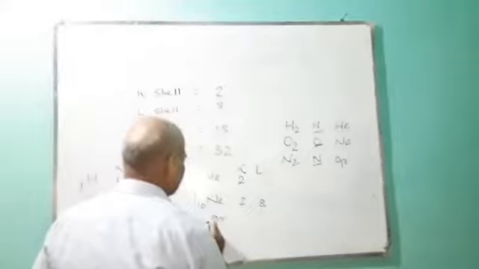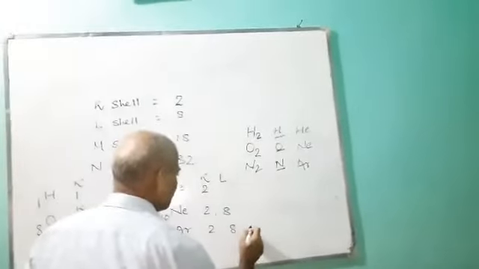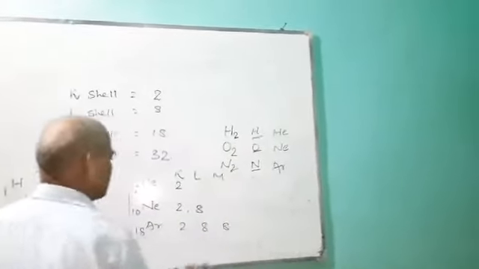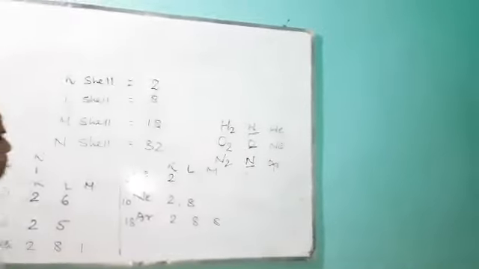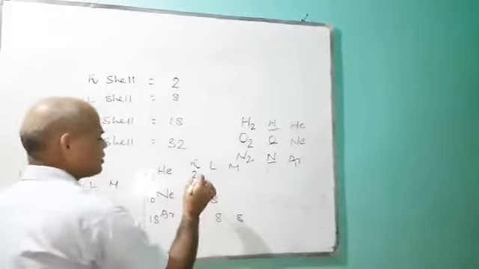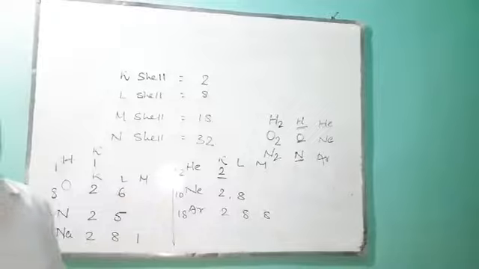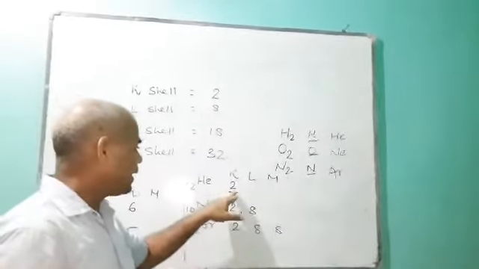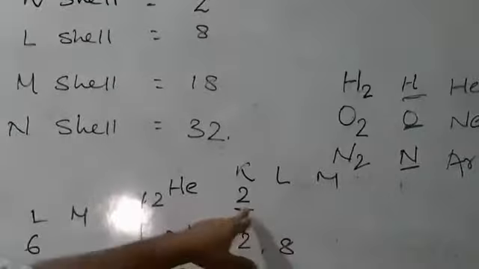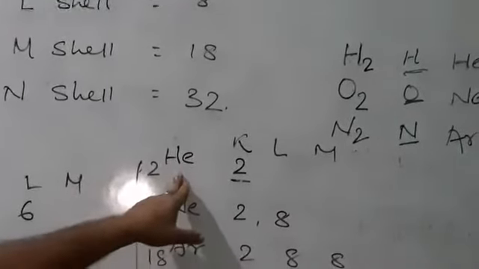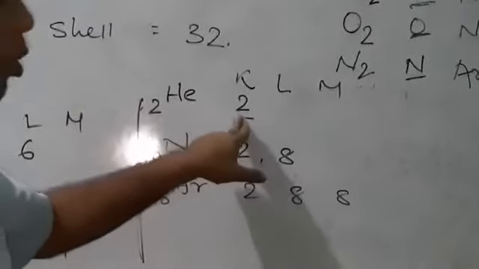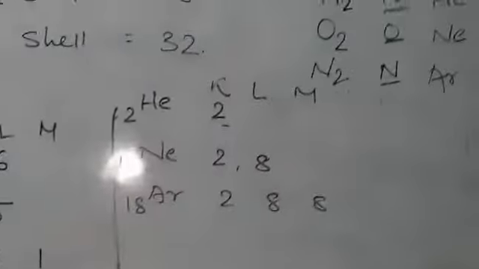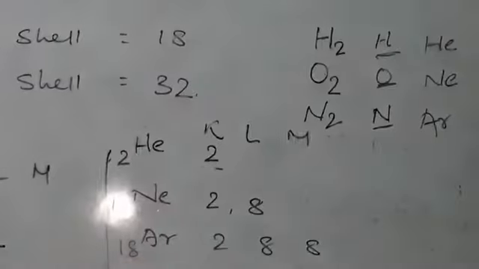Argon 18: 2, 8, 8. M cell. So you see that helium has only 1 cell, K cell, that is also filled. Here the K cell is called the valence cell in the case of helium. K cell is the outermost cell. The outermost cell is called the valence cell.